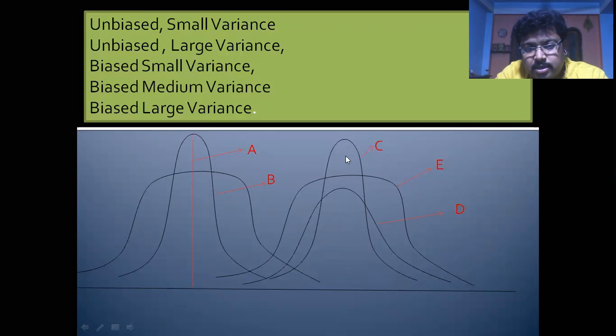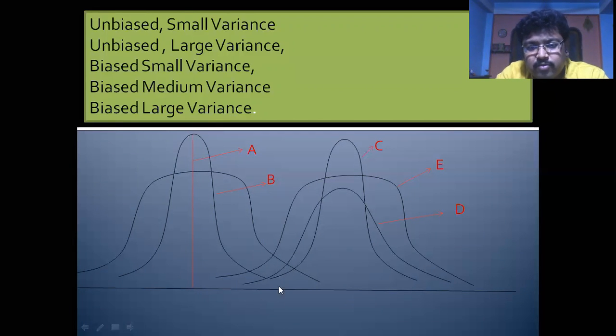But here, for the C distribution, beta hat is not equal to the population parameter beta. So it is biased. And you can find the variance is small, as you can find for distribution A. For distribution A, the variance is small. Here also the variance is small, but it is biased.